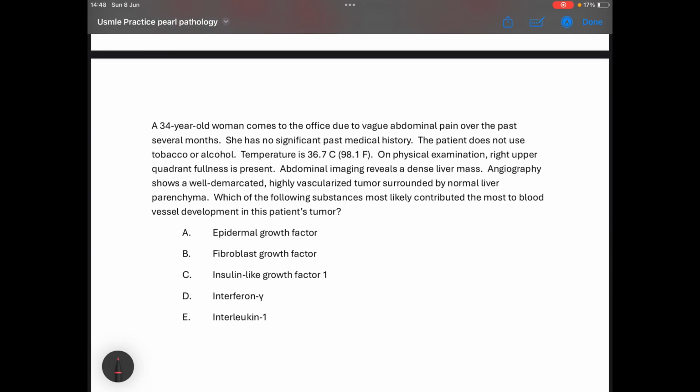Our next question is, a 34-year-old woman presents with abdominal pain over the past several months. She has no significant past medical history. The patient does not use tobacco or alcohol. Temperature is 36.7 degrees Celsius. On physical examination, right upper quadrant fullness is present. Abdominal imaging reveals a solid liver mass, and angiography shows a well-demarcated, highly vascularized tumor surrounded by normal liver. Which of the following substances most likely contributed the most to the blood vessel development in this patient's tumor?